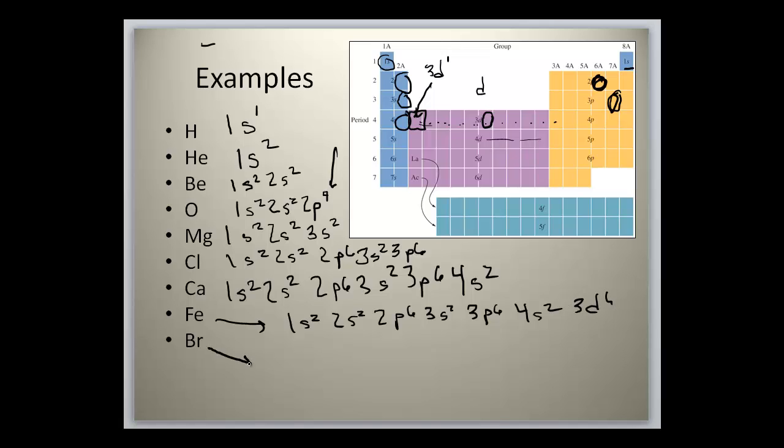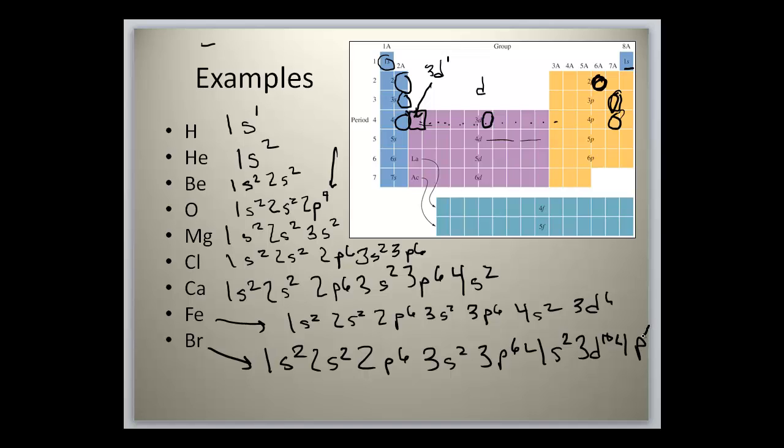And then bromine, which is way over here, we're going to go 1s2, 2s2, 2p6, 3s2, 3p6, 4s2, 3d10. Now when we go into the P block again, we go back to 4p6. And what I'm going to do is show you how to write this a little bit in shorthand so you don't have to write all of that.